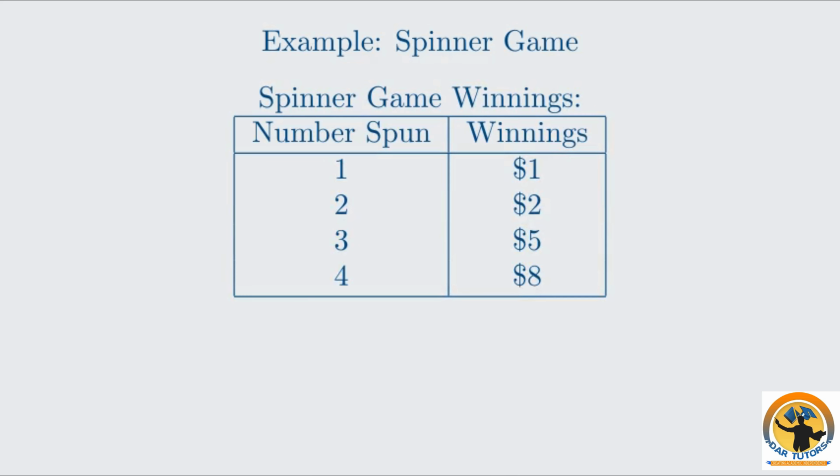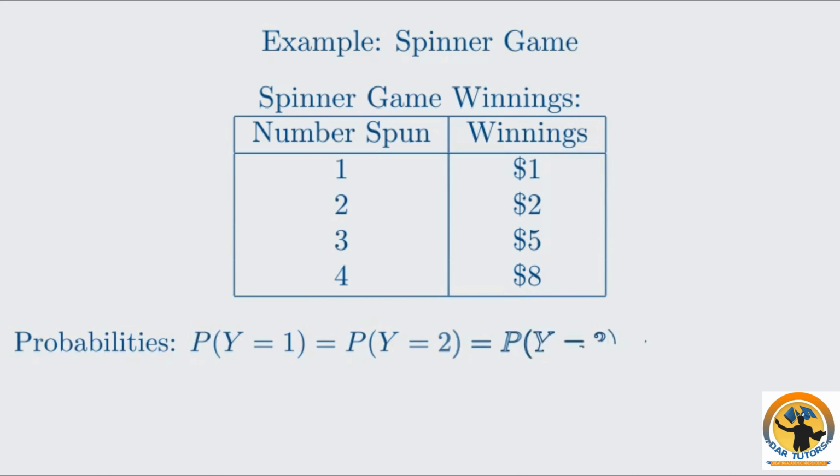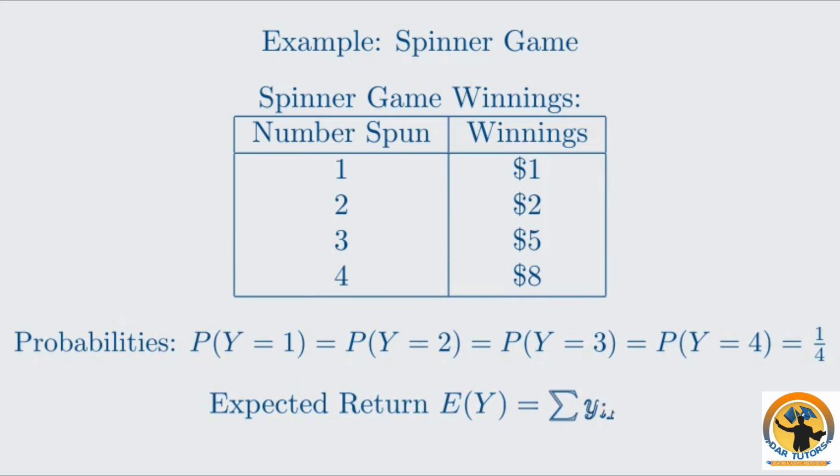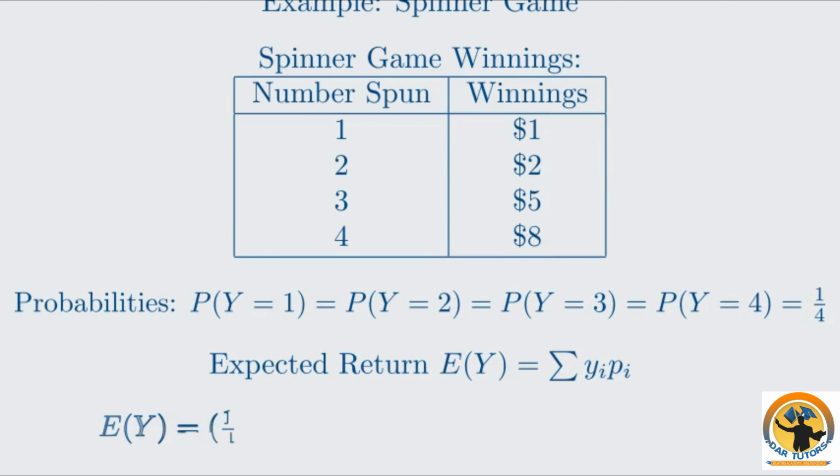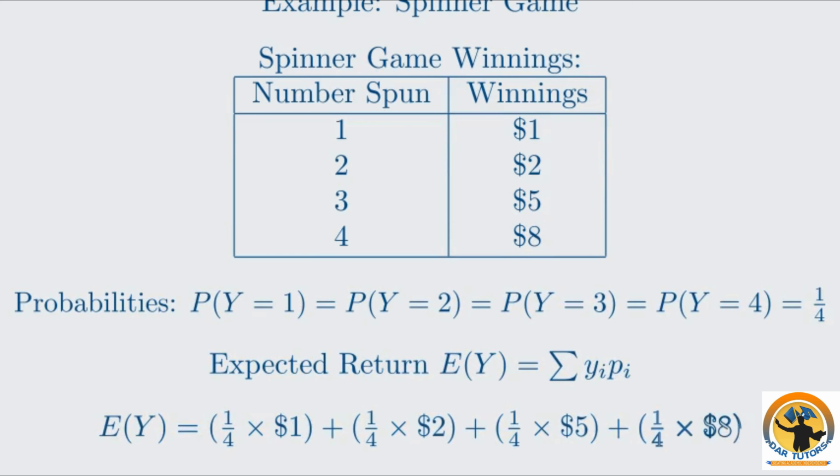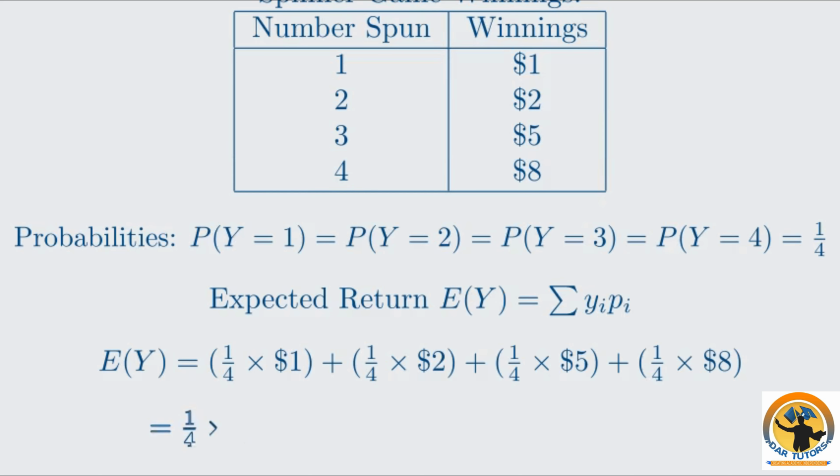Since it's a square spinner, we'll assume each outcome is equally likely. So, the probability of spinning a 1, 2, 3, or 4 is 1/4 for each. First, let's find the expected return, E(Y). The expected return is the sum of each winning amount times its probability. So we have 1/4 of 1, plus 1/4 of 2, plus 1/4 of 5, plus 1/4 of 8. This simplifies to 1/4 times the sum of the winnings, which is 16. The expected return is 16 divided by 4, or 4.